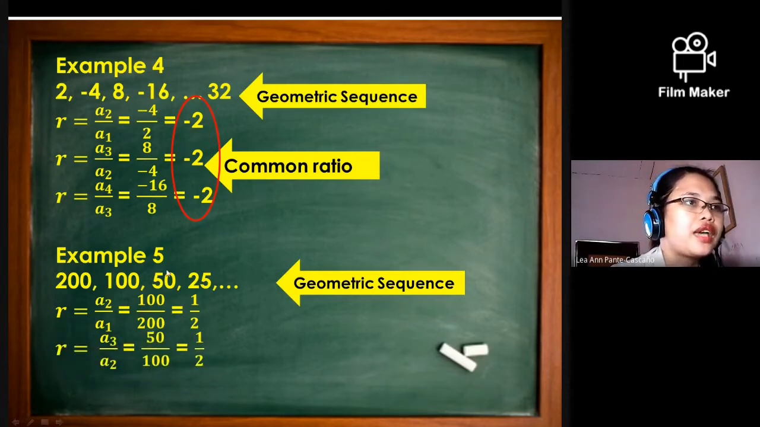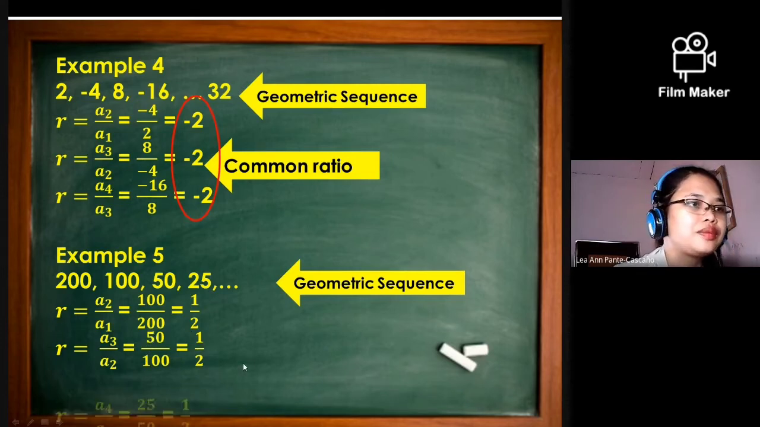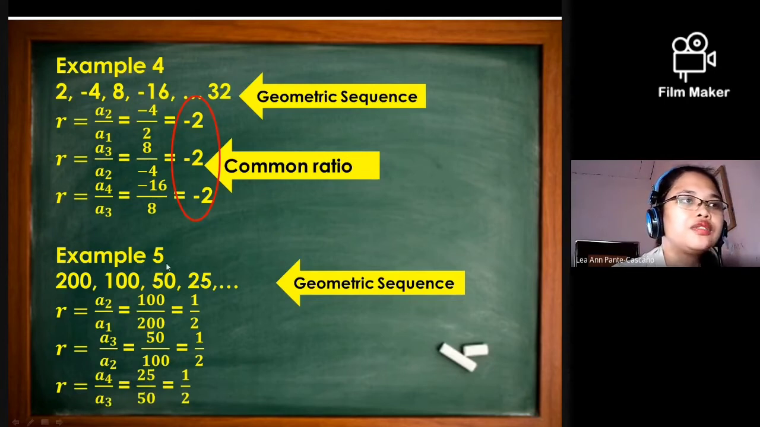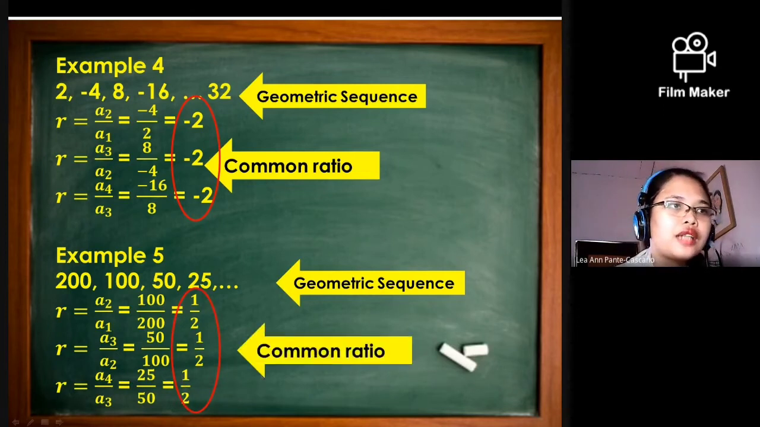Ratio is equal to a sub 3, which is 50, divided by 100. May isang zero sa numerator at meron dalawa sa denominator. Isa lang po yung pwede i-cancel sa taas at meron ding isa sa baba. Kung ano yung kinancel natin sa taas, yun din po yung sa baba. So cancel 0, ang matitira is 5 and 10. Lowest term of 5 over 10 is also 1 half. Same thing with a sub 4 divided by a sub 3. a sub 4 is 25 divided by 50. Lowest term of 25 over 50 is also 1 half. Therefore, the common ratio is 1 half. That is now the common ratio.